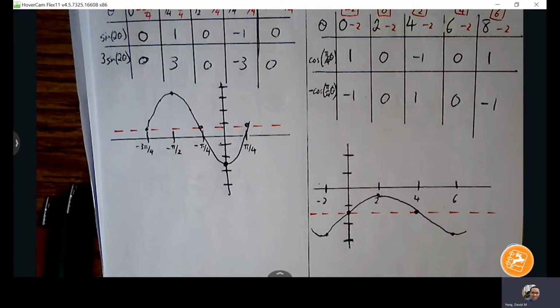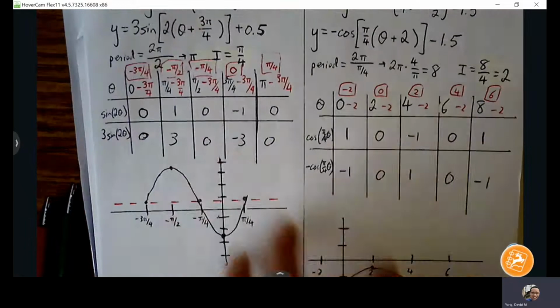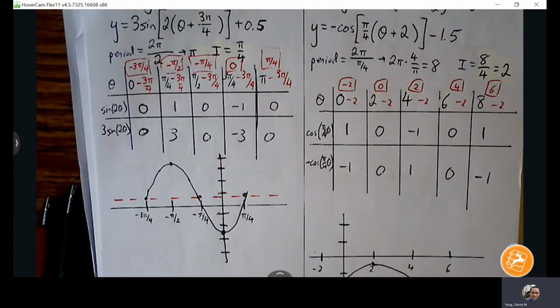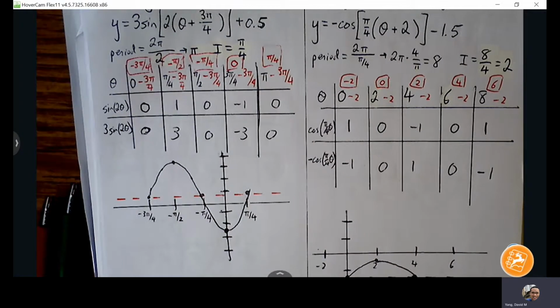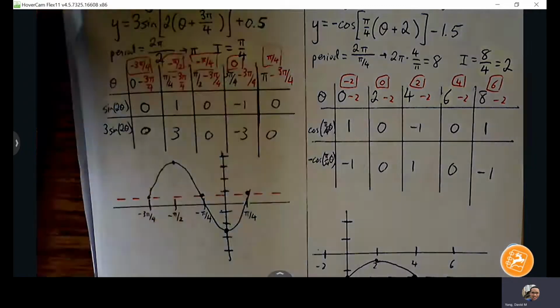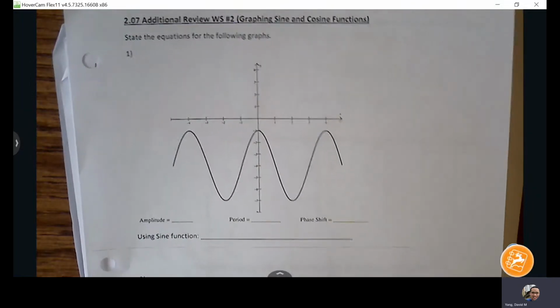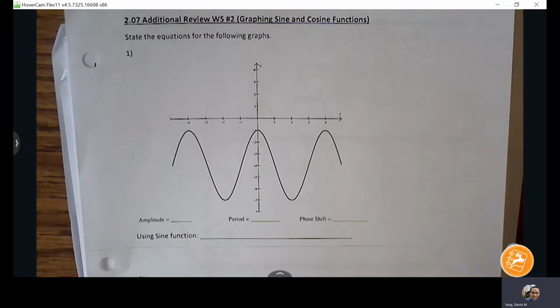Okay, so we can expect to see one of each type of problem on the check-in quiz on Monday, where you have one sine and one cosine, and you're going to have to go through all the transformations that we're seeing here. Okay. Any questions? Okay, let's go to the worksheet that I gave you, so we can practice with these other types of problem where you're given the graph and you have to figure out what the equation is.